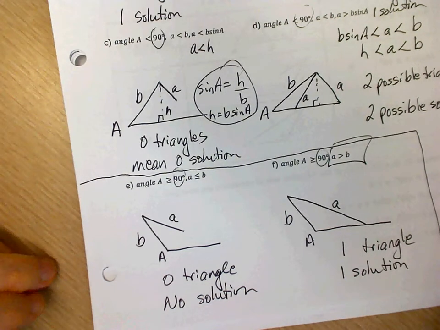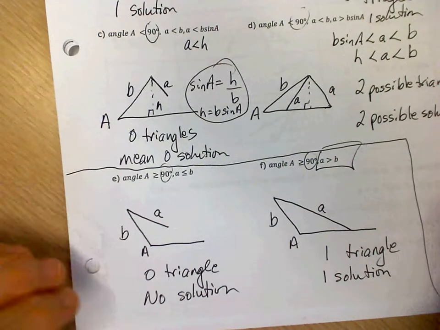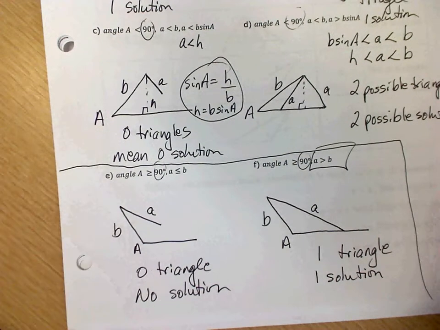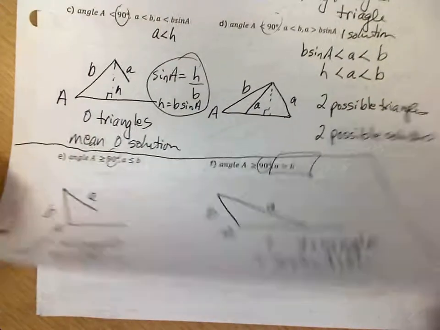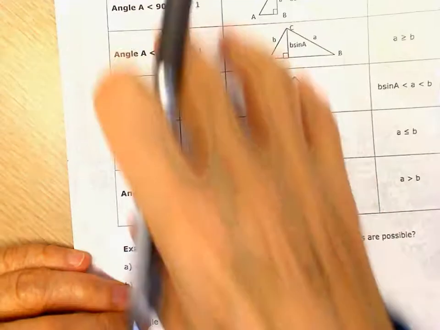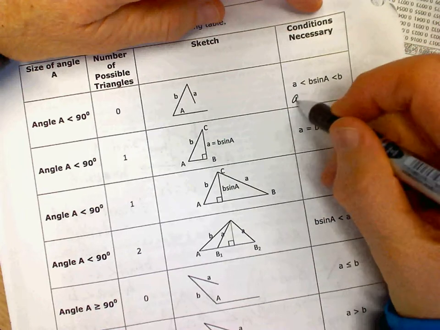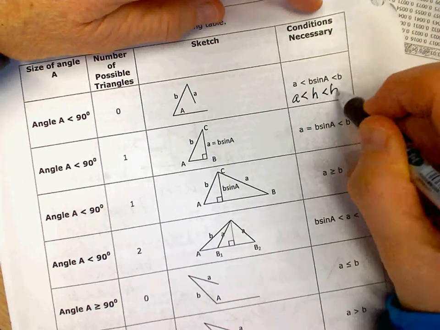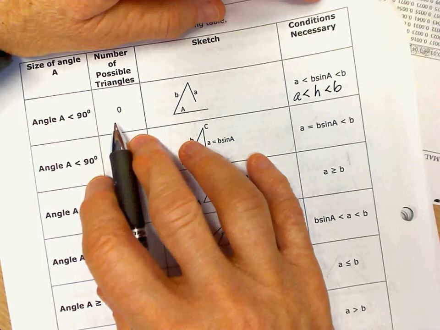Right? Let's do some examples. Now, I did summarize everything for you on the next page. Everything's summarized here, okay? Here, when A is less than the height, which is less than B, there's no possible triangle. Number of possible triangles, 0.